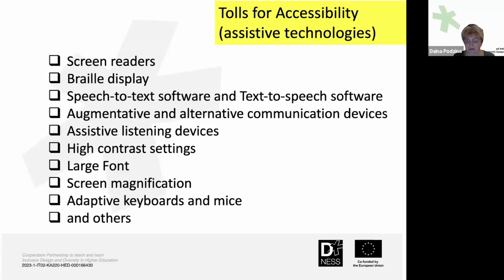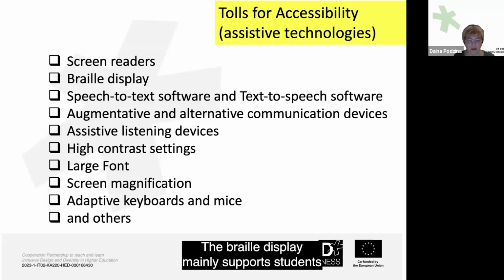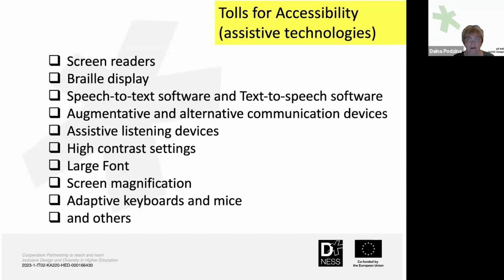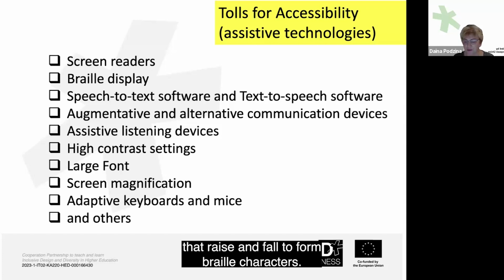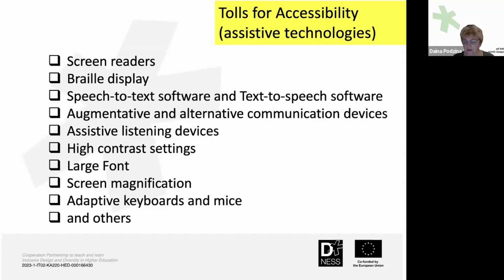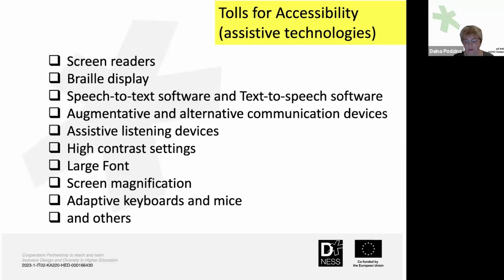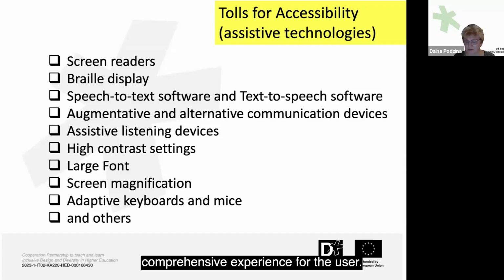The Braille display mainly supports students who are visually impaired or blind, because this device consists of a lot of pins that raise and fall to form Braille characters, and the Braille display is often used with a screen reader to provide a more comprehensive experience for the user.